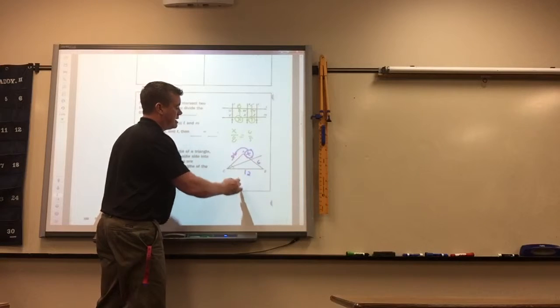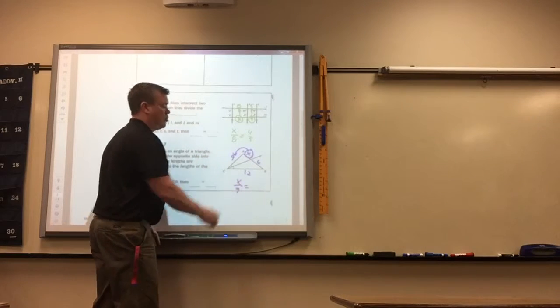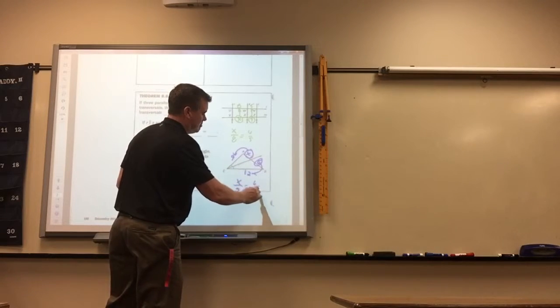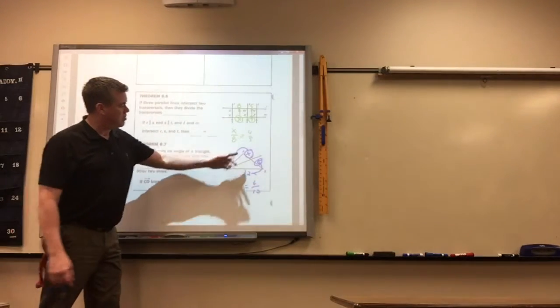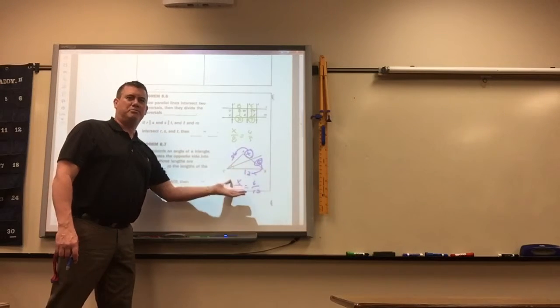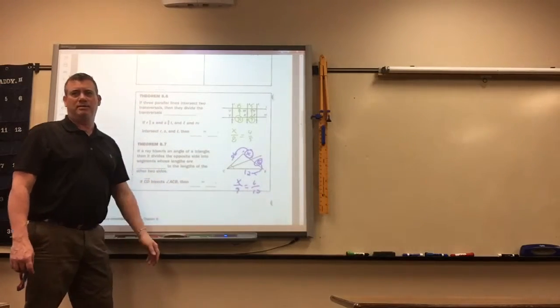If I go X to 9, I'd have to go what to what? 6 to 12. Or I could have went X to 6 equals 9 to 12. So when you set it up, just follow the same pattern and it'll be right.